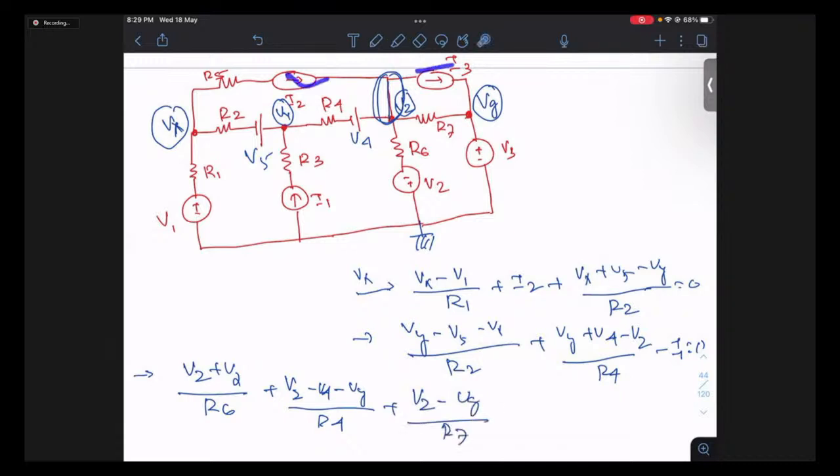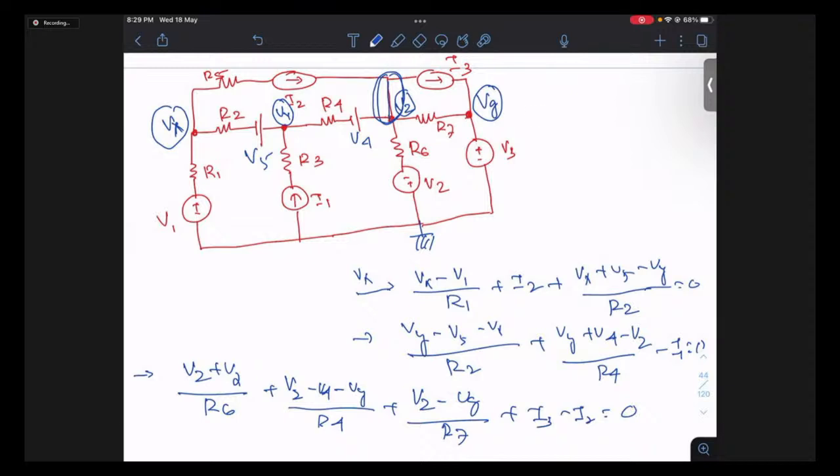And these are left. For this, I3 is outgoing, so plus I3. And for this, I2 is incoming. If this direction current is I2, then the leaving current direction is minus I2. So minus I2 is equal to 0. So these are the three equations.